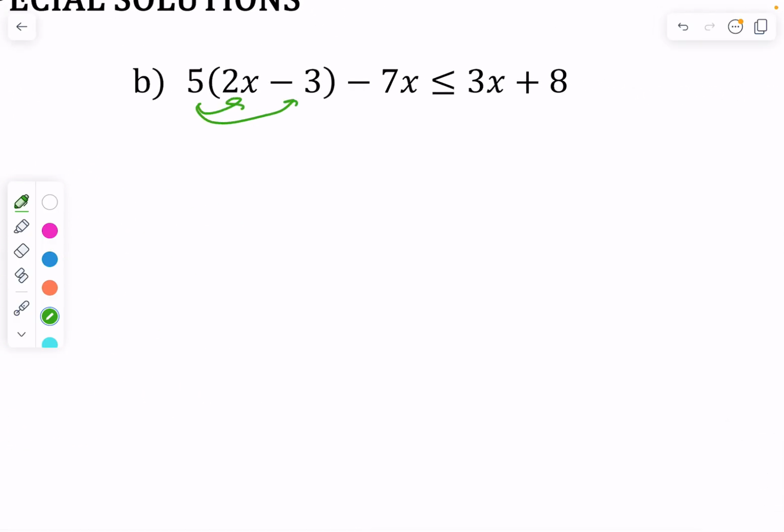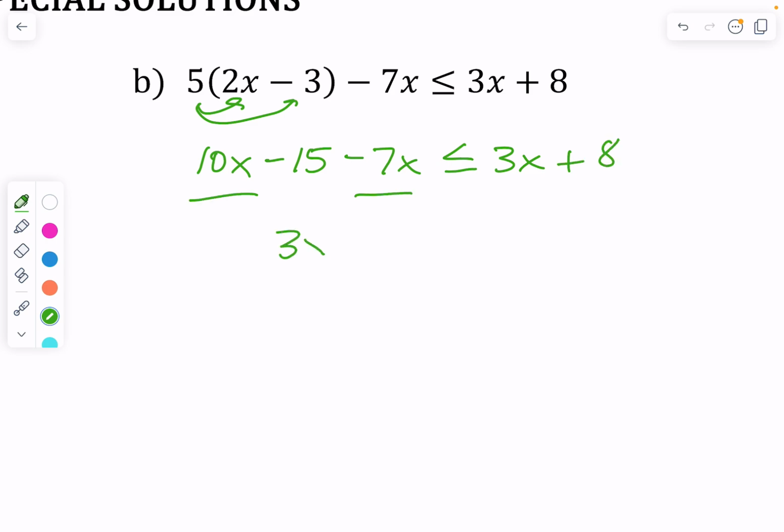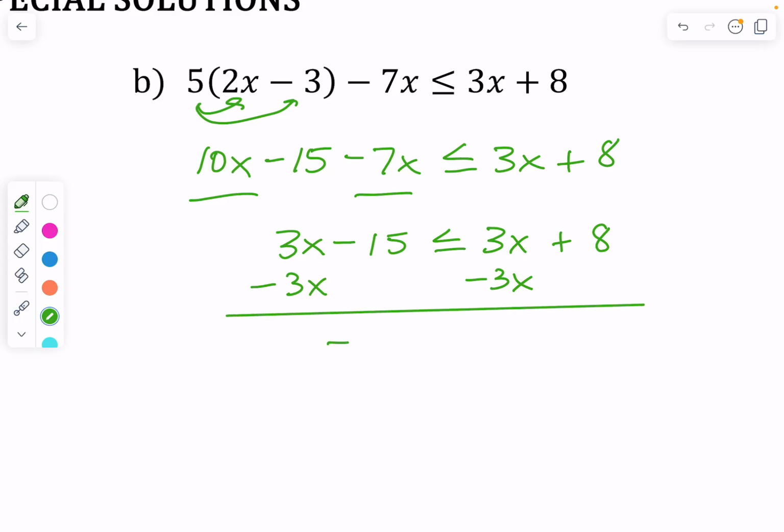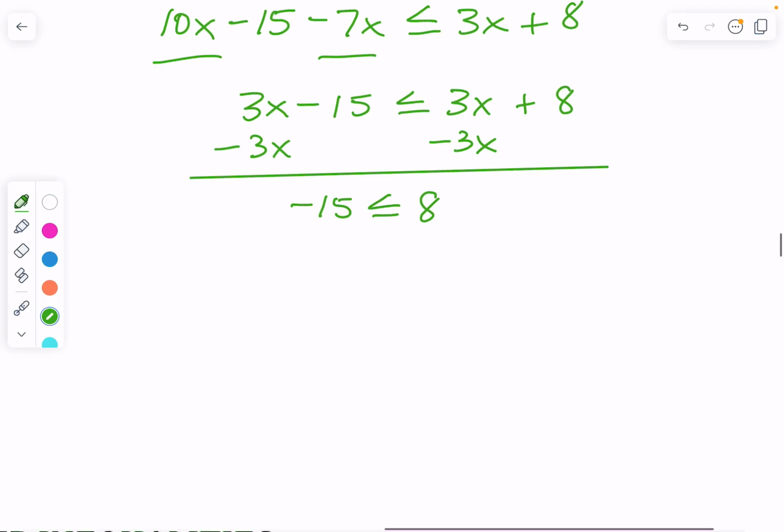Distribute. Combine like terms. Move variables to one side. There's no variable left. So you see if it's a true statement. Is -15 less than or equal to 8? Yep, it's less than. So that means it's all real numbers.